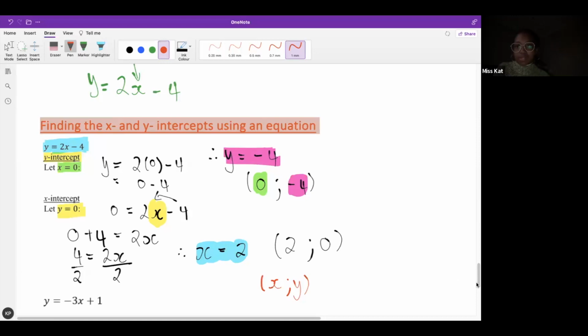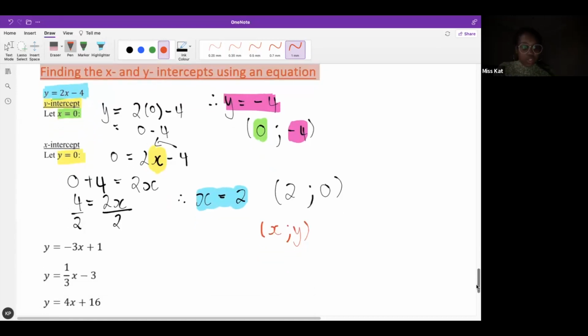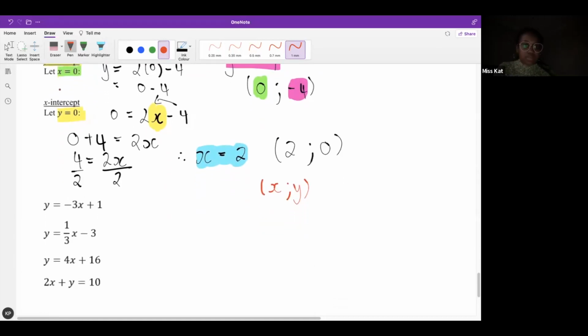Okay, let's practice a bit. Let's find some coordinates using equations. Okay, let me number these. A, B, C, D. Okay, we have time. Let's go. A. So I'm going to do A just to remind you. So for A, remember for the x-intercept, your Y is 0.